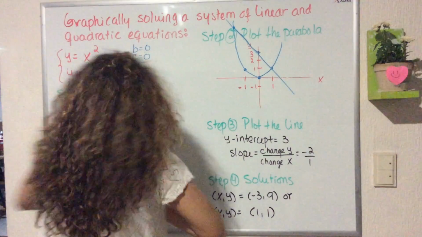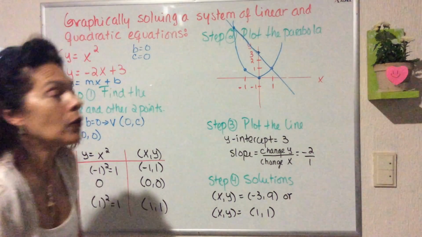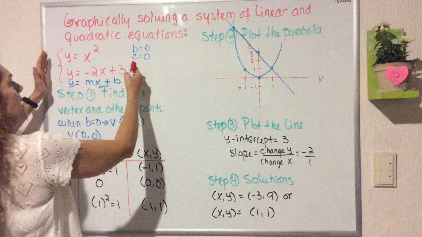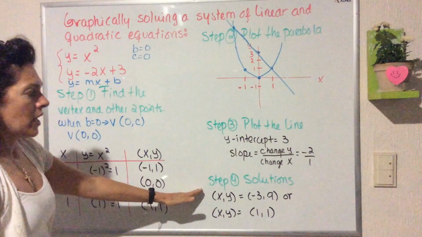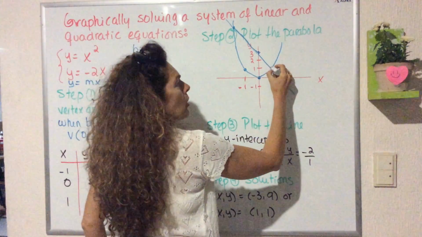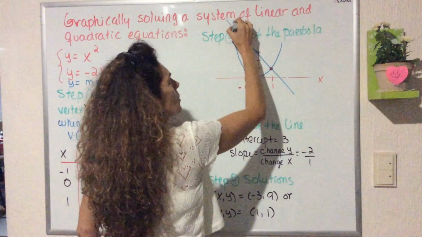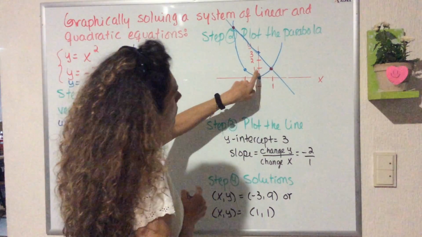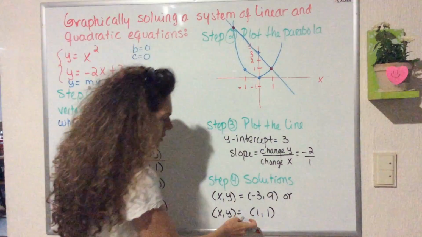So let me explain what we are looking for in this kind of exercise. They are giving us the linear equation and the quadratic equation, and we have to find the solutions. The solution is the points where the parabola and the line are crossing. I mean these 2 points. Okay? So here we are able to see this one, which is (1, 1). So you have to write the solution here.